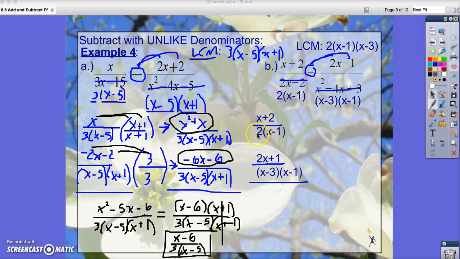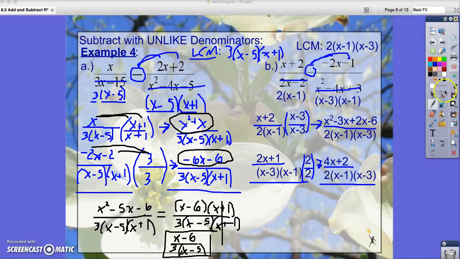Next, we get x plus 2 over 2, x minus 1. Be careful with the negative here again. We distribute the negative to both. It's now a positive 2x plus 1. I changed it as I wrote it. The denominator x minus 3 times x minus 1. Now the top will multiply both by x minus 3, bottom will multiply by 2.